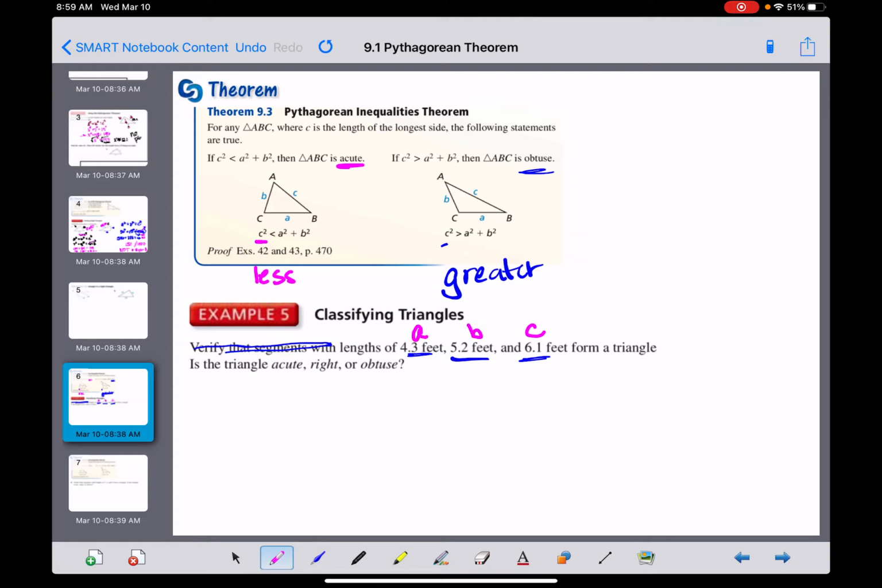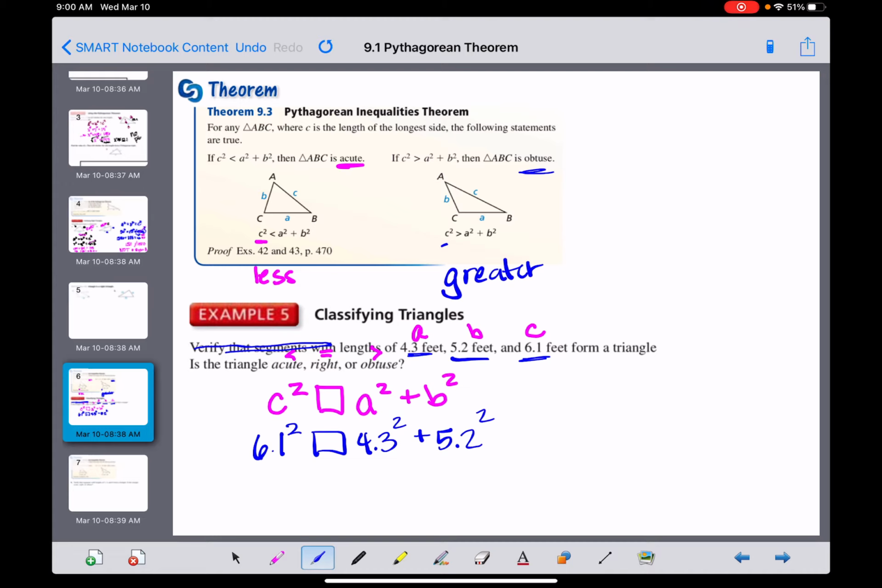So I want to see what is the relationship between A squared and B squared compared to C squared. If it is less than, it's acute. If it's equal to, it's right. If it's greater than, it's obtuse. So I'm going to fill in my values. So I'm going to compare 6.1 squared to 4.3 squared plus 5.2 squared. All right, so 6.1 to the second power is 37.21.